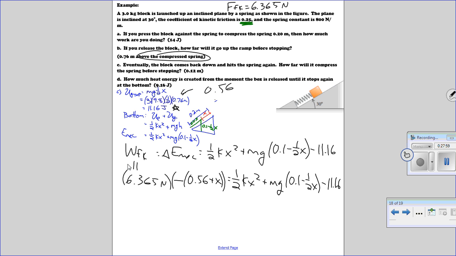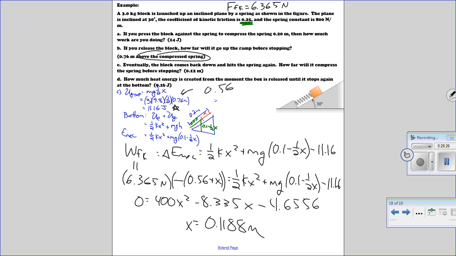We know everything in this equation. You do a whole bunch of algebra that I'm not going to write out here, but you end up getting 0 equals 400 x squared minus 8.335x minus 4.6556. Then you plug that into the quadratic formula, and your x ends up being 0.1188 meters. So that is part C.